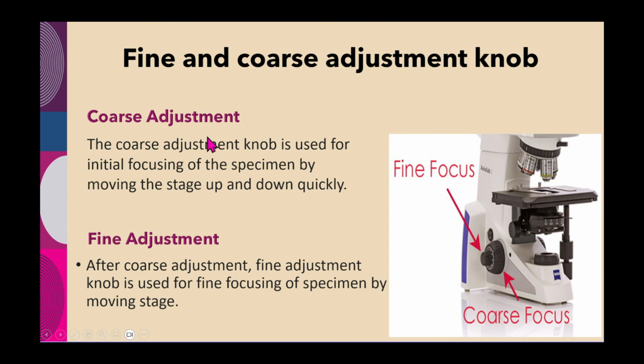However, just after the coarse adjustment, there is fine adjustment. After the coarse adjustment, the fine adjustment knob is used for fine focusing of a specimen by moving the stage. In both cases, we are moving the stage, but for the coarse adjustment, there is rough placement of the specimen so that we can at least see it, and to see clearly, we use the fine adjustment.